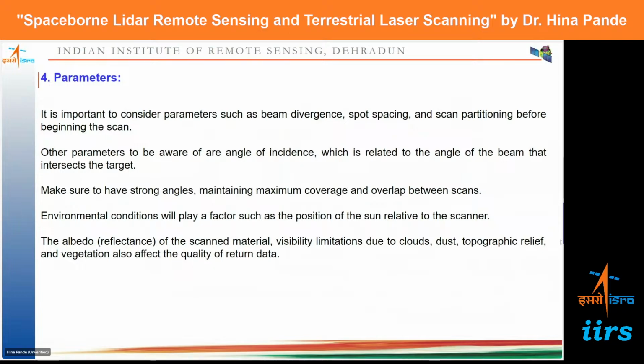Then environmental conditions will also be a factor, such as position of the sun related to the scanner and so on. So albedo, that is the reflectance of the scanned material, if it is very highly reflecting like marble, etc. Visibility limitations due to clouds, dust, topographic relief, etc. and vegetation can sometimes also affect the quality of the reflected or returned data.